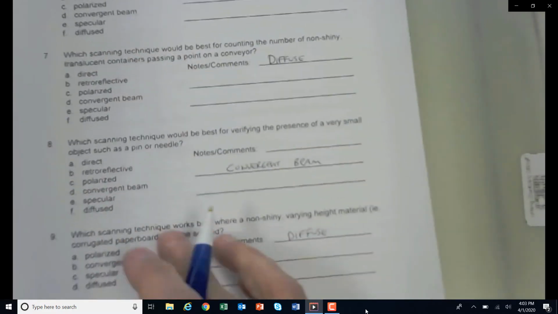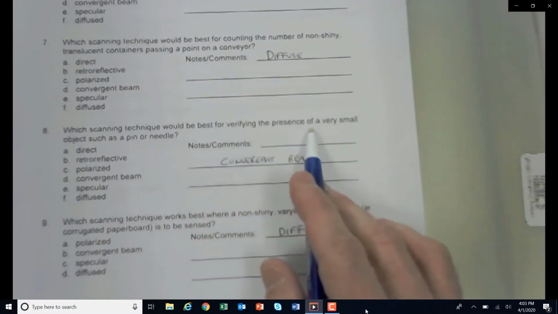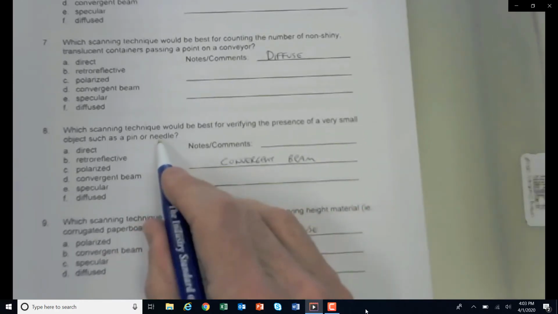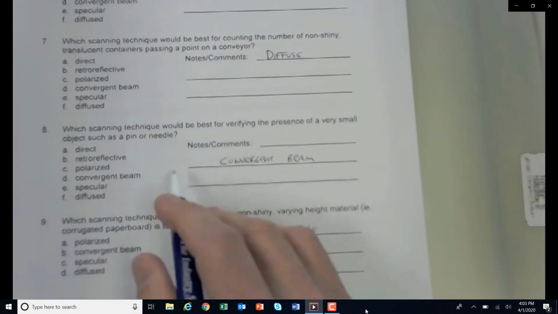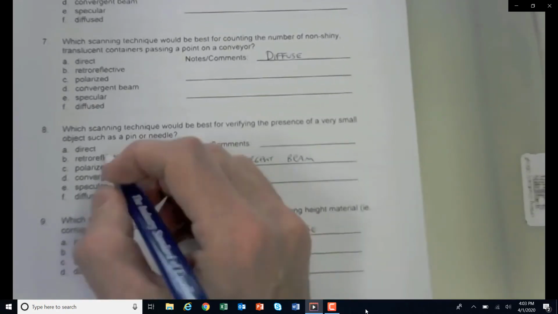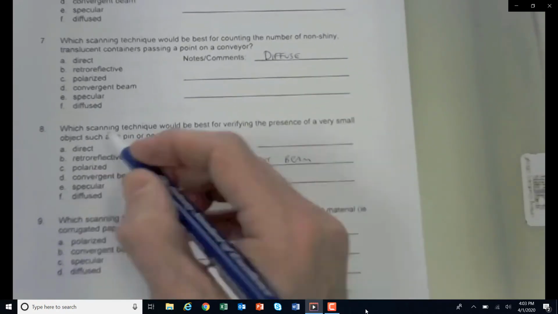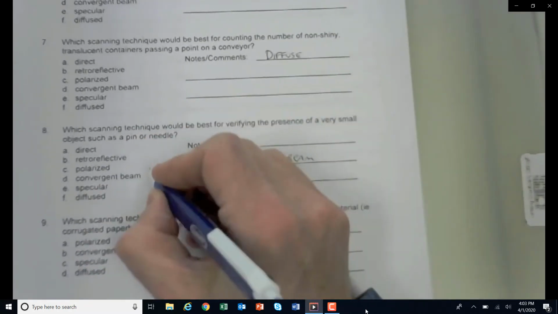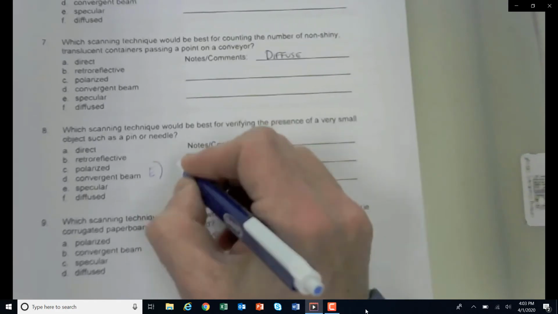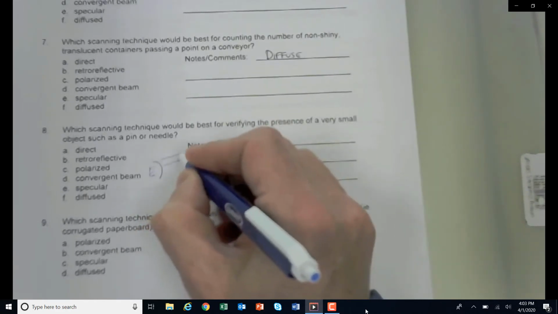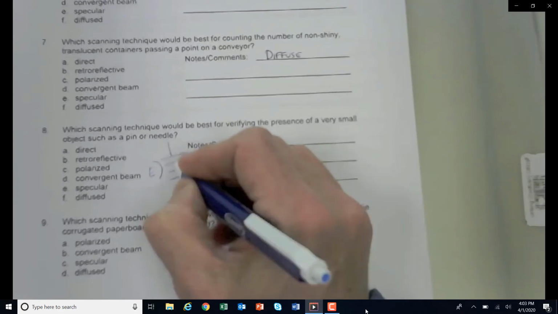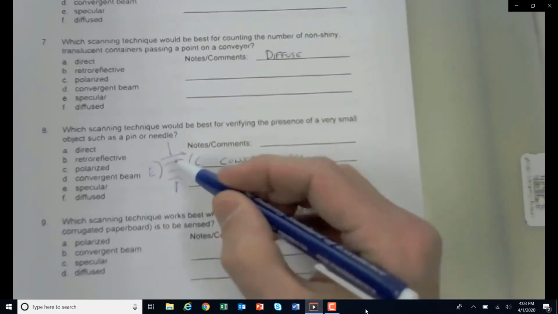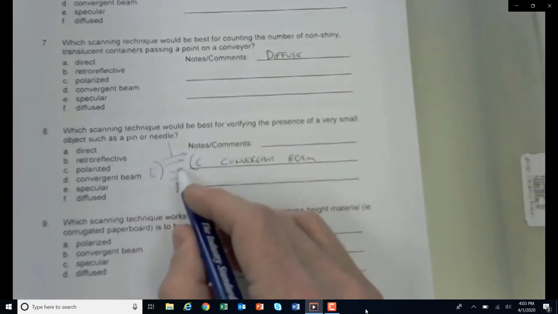Which scanning technique would be best for verifying the presence of a very small object, such as a pin or a needle? Now, because it's very small, you probably have to use the convergent beam, because a direct would work, except that with a direct field, if you have an emitter here and a collector here, this might be shooting light across here, and this width might be a quarter of an inch or an eighth of an inch or something like that. So when you put a very small object through there, is it going to catch it?